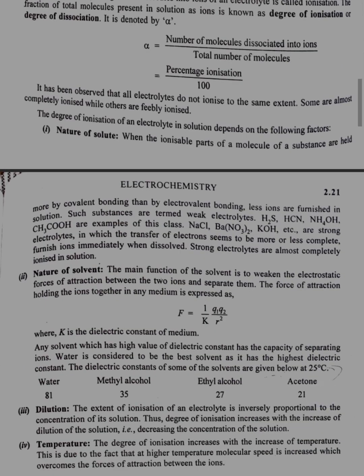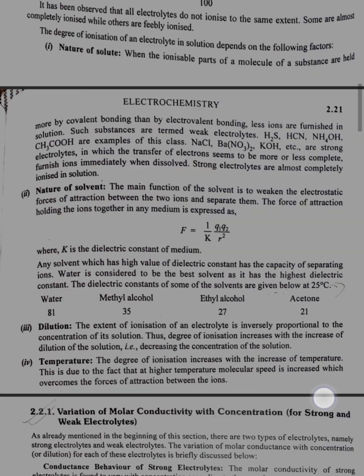Nature of solute. When the ionizable part of the molecule of a substance is held more by covalent bonding than electrovalent bonding, fewer ions are furnished in solution. Such substances are termed weak electrolytes. H2S, HCN, NH4OH are examples of this class. NaCl, Ba(NO3)2, KOH, etc. are strong electrolytes, in which the transfer of electrons seems to be more or less complete, furnishing ions immediately when dissolved.